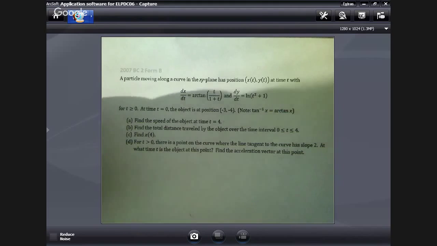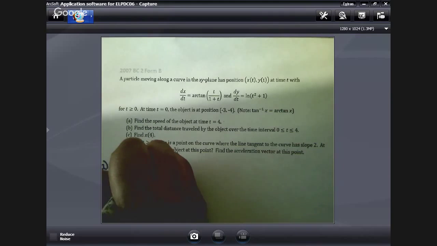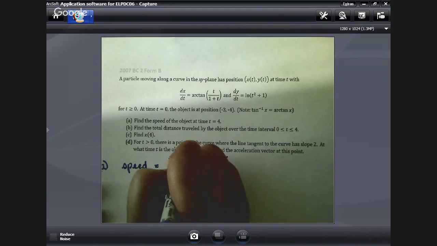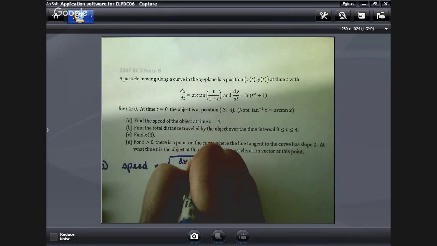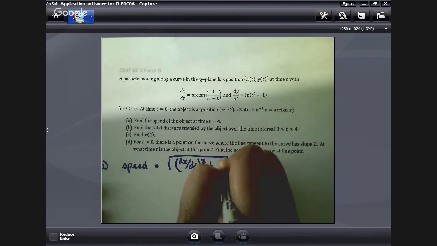So for part A, we want to find the speed of the object at time t equals 4. This is starting out pretty much exactly like the other one did. So speed is equal to the square root of dx dt squared plus dy dt squared.